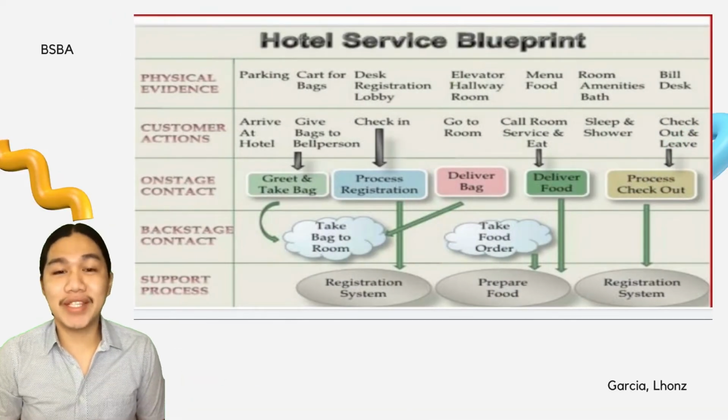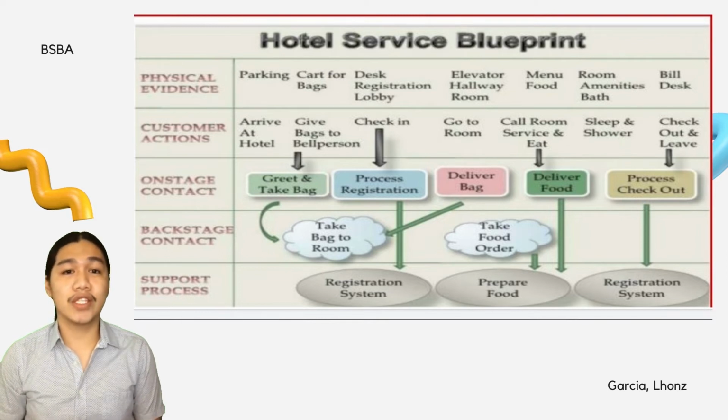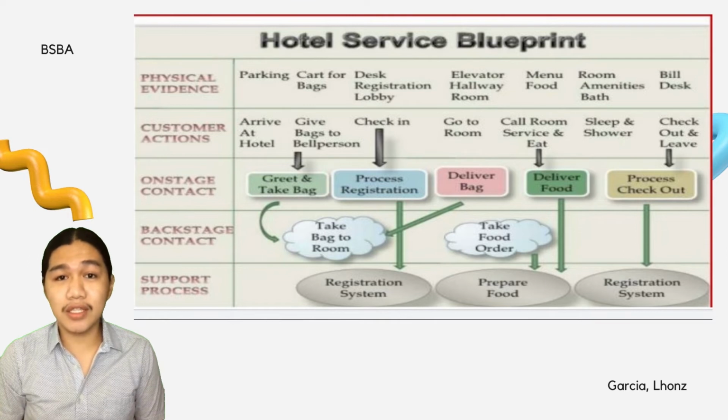So here we have an example of a hotel service blueprint, wherein it includes the physical evidence, customer actions, on-stage contact, backstage contact, and support process. This is what happens behind the service blueprint. To discuss their coordination or process, here's an example.